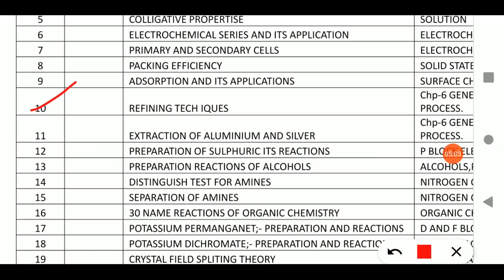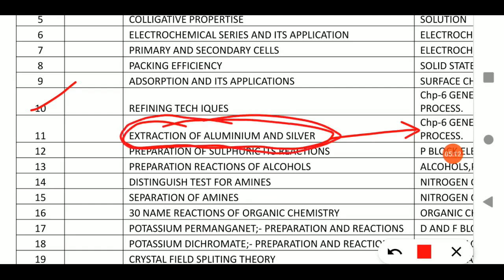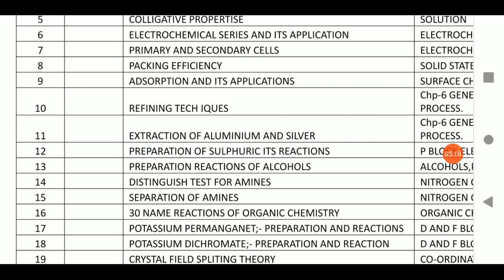Now roll number 11, extraction of aluminum and silver. Again general principles, again this is very important. You have studied this in class 10th also, extraction of aluminum and silver, very important. Roll number 12 will get the preparation of sulfuric acid.